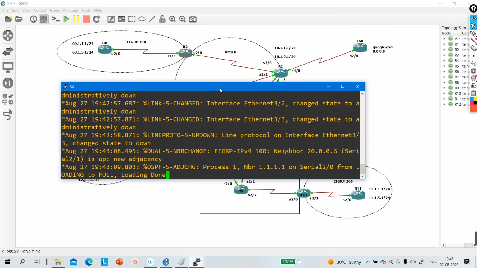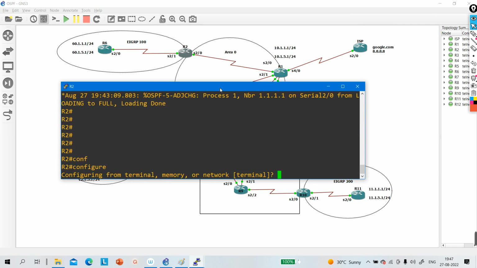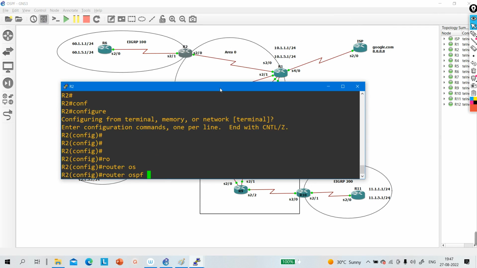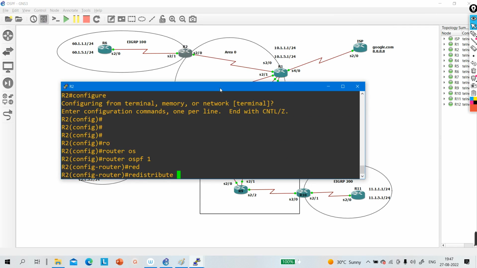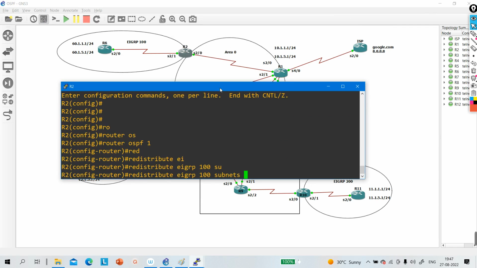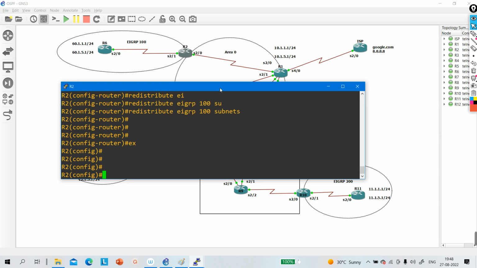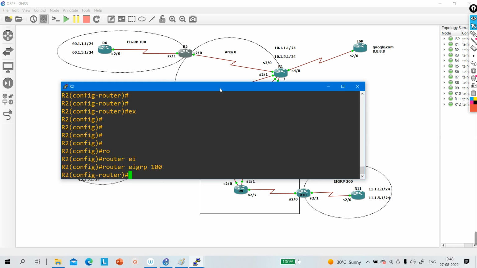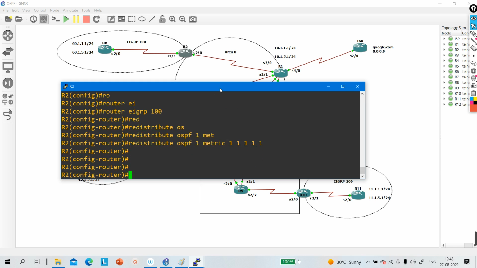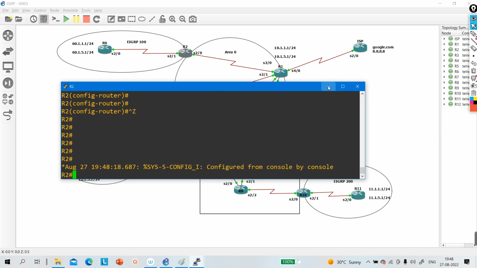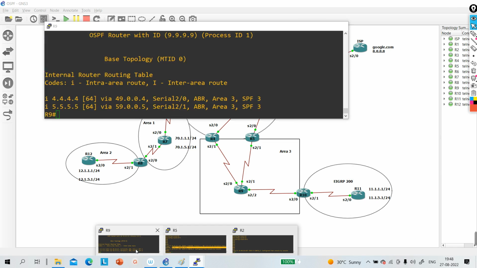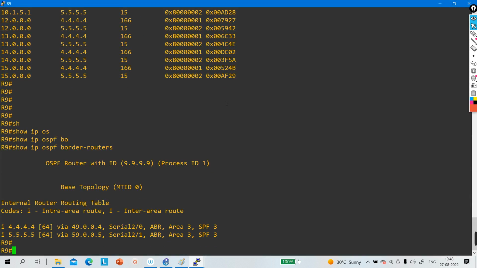After that, config t, router OSPF process ID 1, and redistribute EIGRP 100, and the keyword is subnets. Fine. Now let me advertise OSPF prefixes in EIGRP. So router EIGRP 100, redistribute OSPF 1, and metric is, suppose, metric components 1 1 1 1 1. Fine. Now here on router 9 you can check the database.